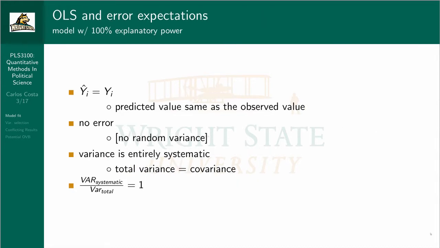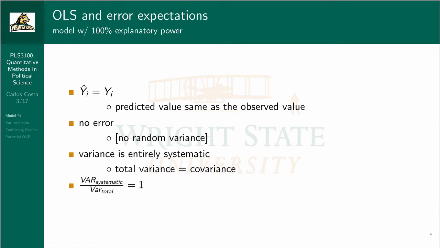What are the expectations that we can have about the error of an OLS? Well, a perfect OLS would be one that predicted every observation perfectly. That means the predicted value and the observed values would be absolutely identical. There would be no difference between them, and consequently, there would be no error. If there is no error, that means there is no random part of the variance, and the total variance would be entirely systematic.